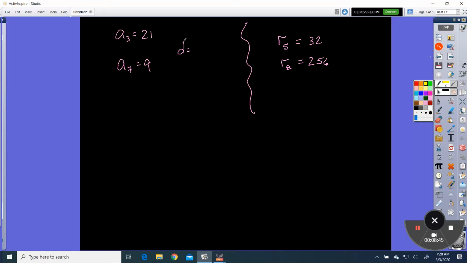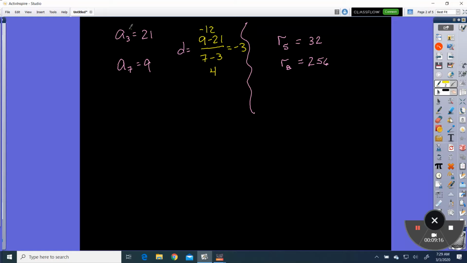If I go from 21, here's the way you can do it. Take the upper one minus the lower one. So the bigger one's 9 minus 21. And how many terms does that change over? Yeah, so that's 12. And it went from A7 to A3, so that was a difference of 4 terms, right? So how much did it change each time? It went down 3 each time.